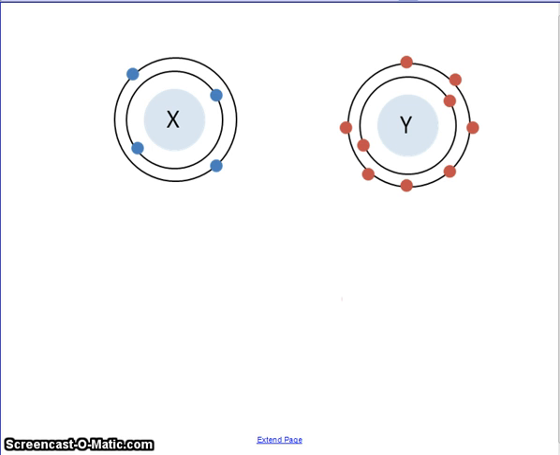If we look at another example, these are just between elements X and Y. They're just arbitrary elements. Element X has 2 valence electrons this time. Element Y, meanwhile, has 1, 2, 3, 4, 5, 6, 7, only needing to gain 1. So X gives 1, Y gains 1, Y is happy. However, X needs to lose 2, not 1.